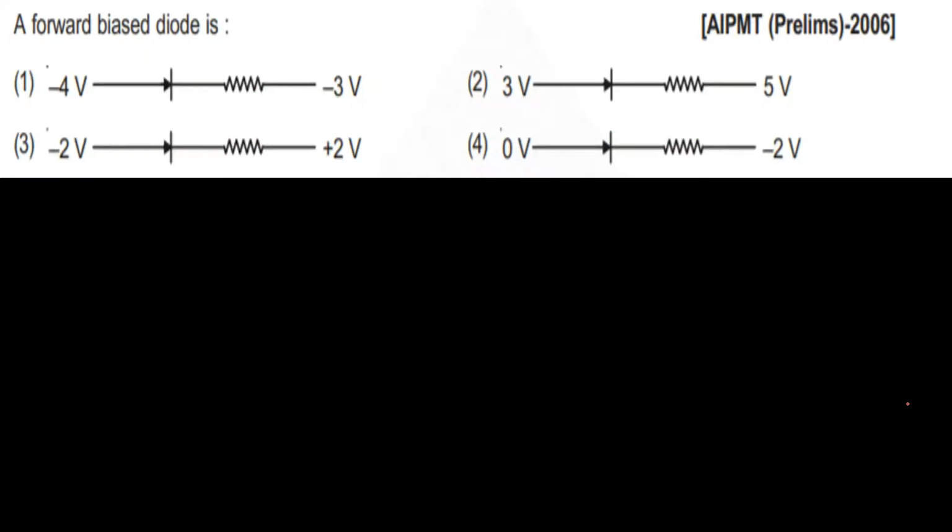This question was asked in the 2006 All India Pre-Medical Test. He is asking which of the following options is the forward bias. What is the condition for forward bias? P region should be at high potential, and N region should be at low potential.